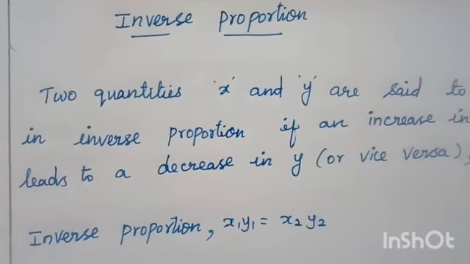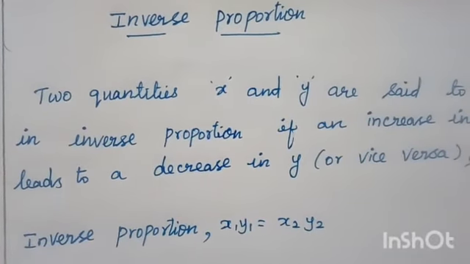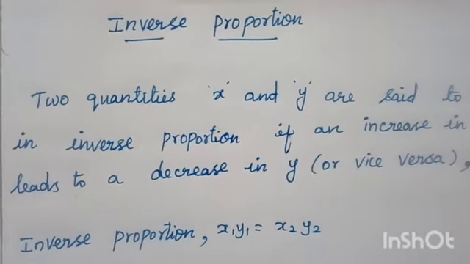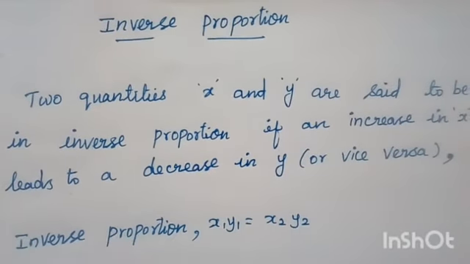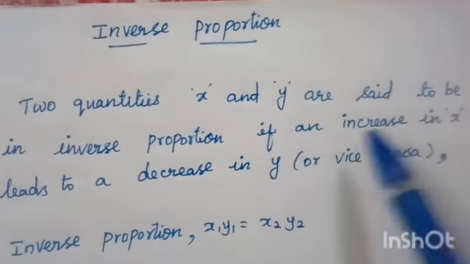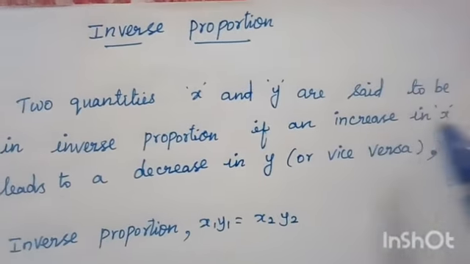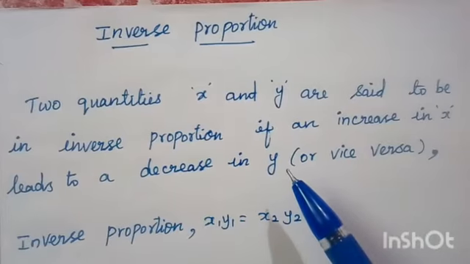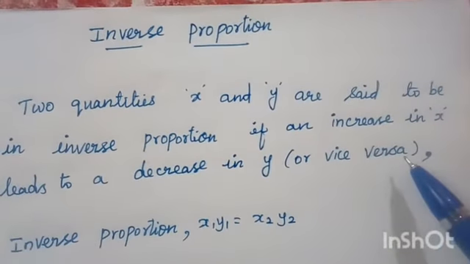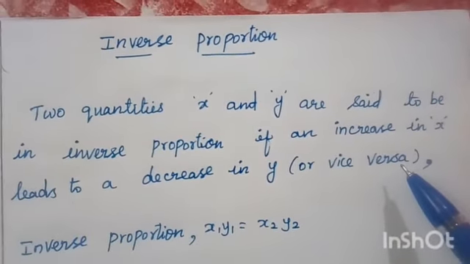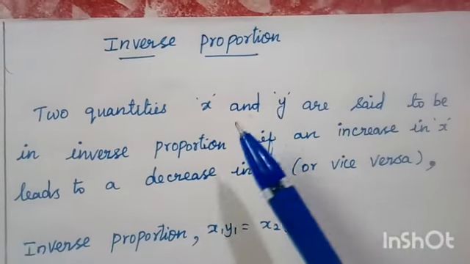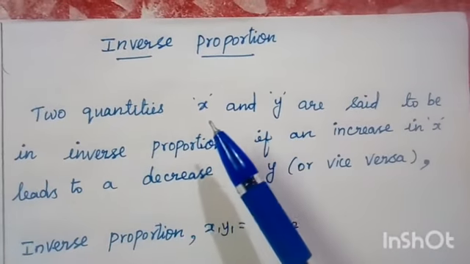Students, in the previous video you learned direct proportion. Now inverse proportion. Inverse proportion means two quantities x and y are said to be in an inverse proportion if an increase in x leads to a decrease in y or vice versa. This means we have to consider two quantities x and y.